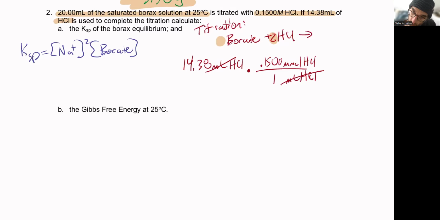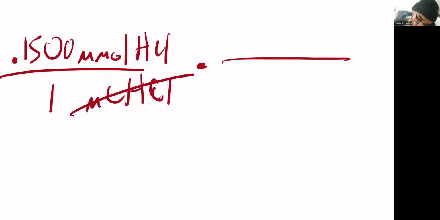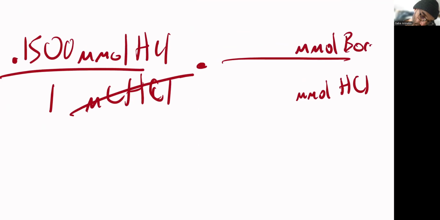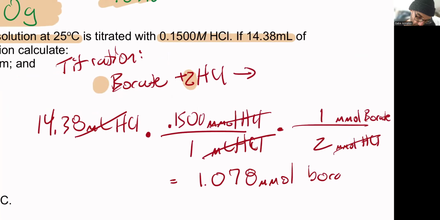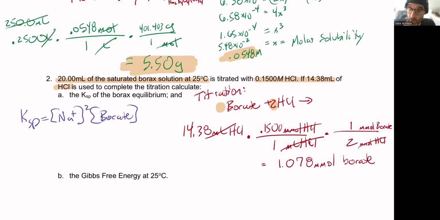Okay. So times a fraction, you zoom in. I want the millimoles of HCl to go away. I want the millimoles of borate to remain. For every 1 borate, I need 2 HCl's. The HCl cancels. I do the calculation. I find out I have 1.078 millimoles of borate that was titrated. Okay, good. All right, so we figured out how much borate was present.